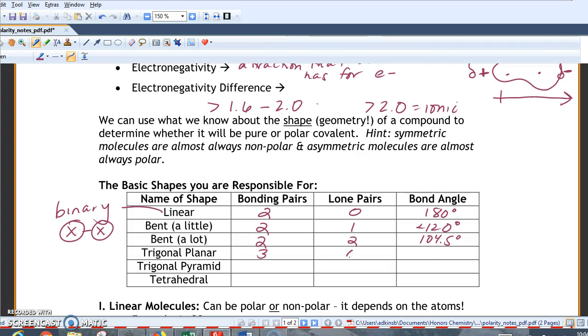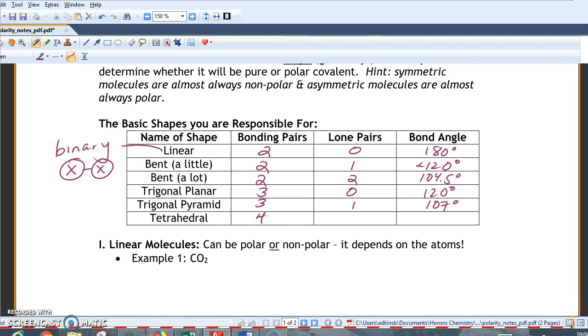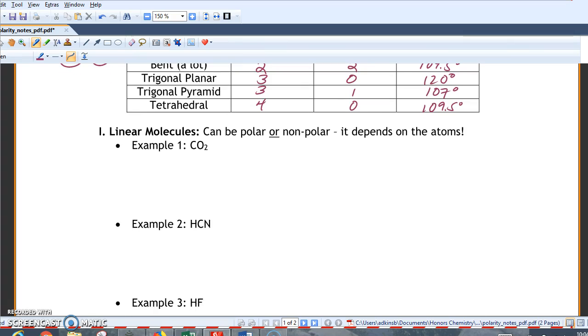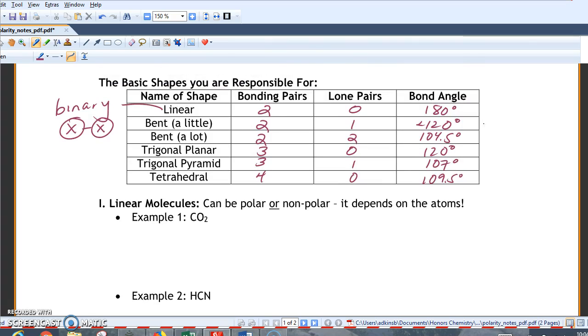Trigonal planar is your 3-0, and your bond angle is 120. Trigonal pyramid is 3-1, so that planar shape becomes distorted, and the central atom pushes up in the air, so you have 107. And then tetrahedral is 4-0, bond angle is 109.5. So what we're going to do is go through these shapes. For some shapes, and we can mark those now, bent a little, bent a lot, and trigonal pyramid, those are almost always polar as long as they have polar bonds.